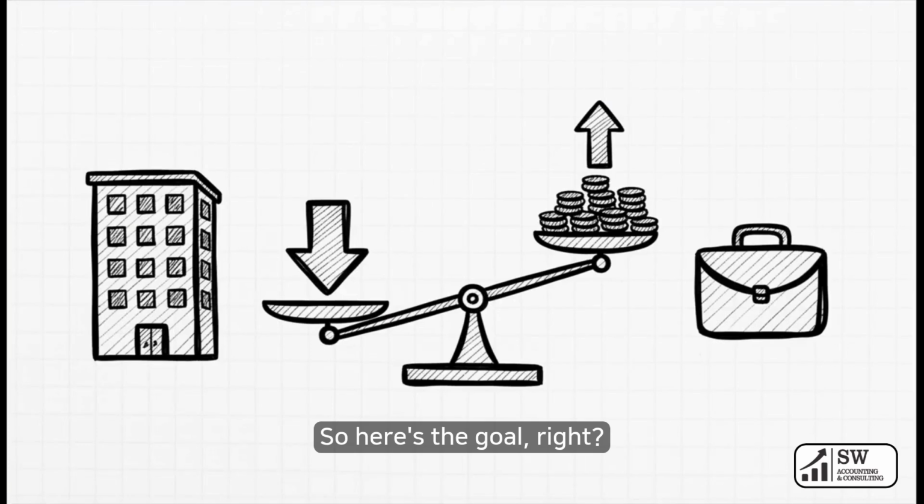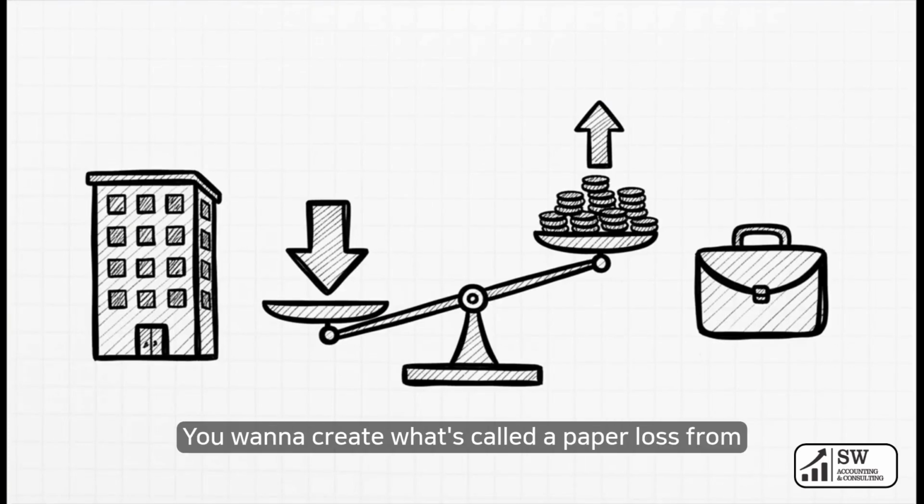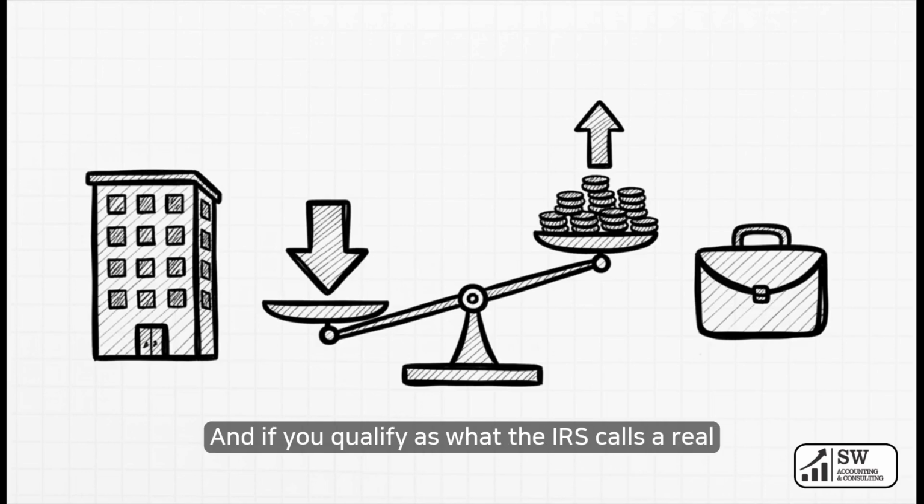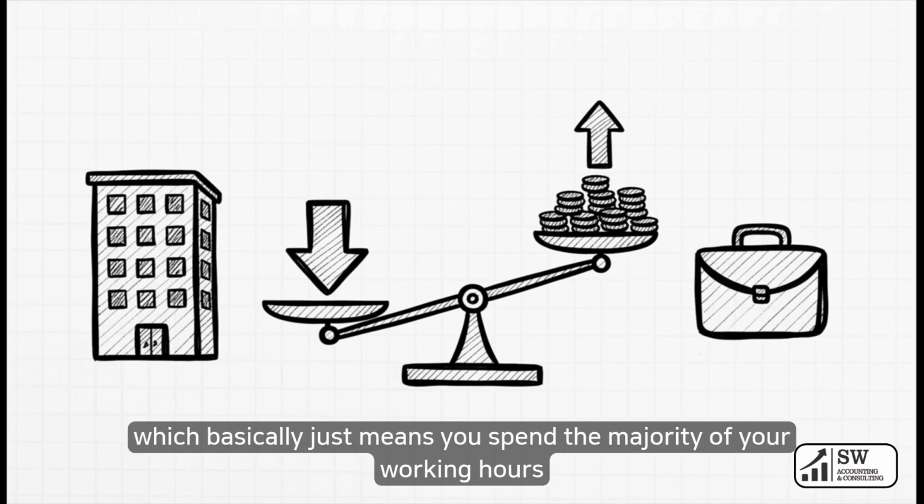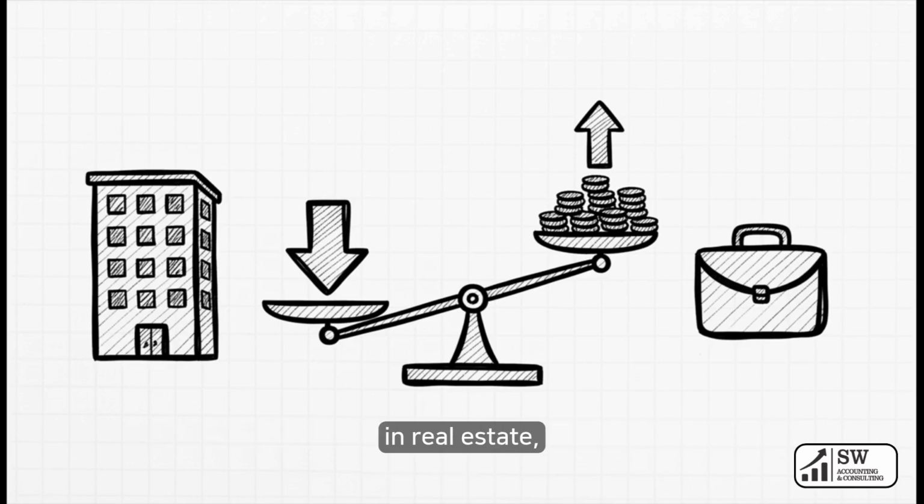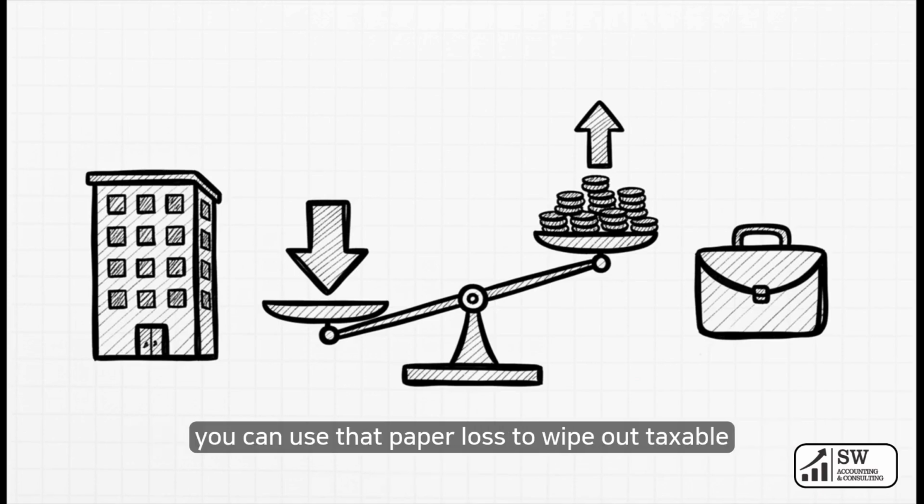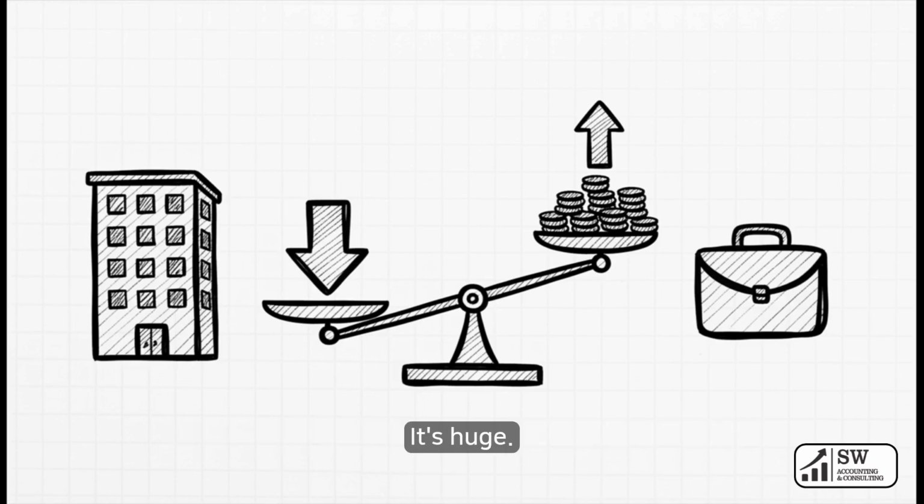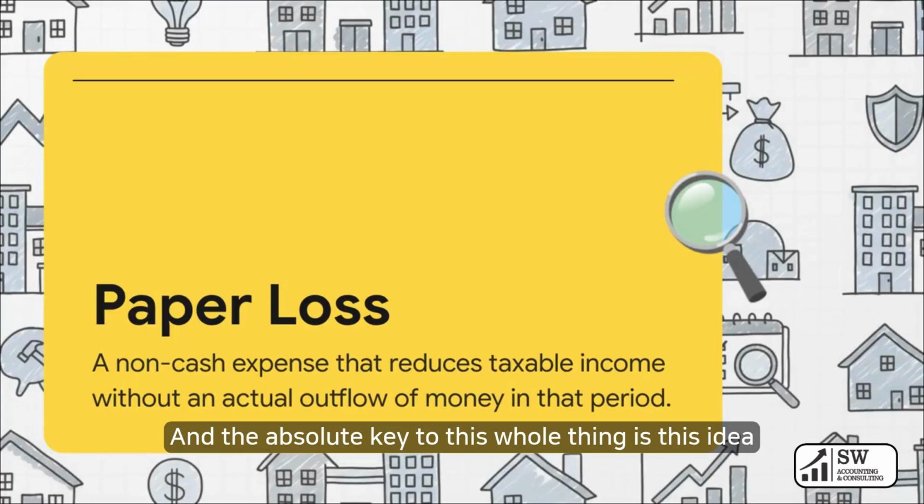So here's the goal, right? You want to create what's called a paper loss from your real estate business. And if you qualify as what the IRS calls a real estate professional, which basically just means you spend the majority of your working hours in real estate, you can use that paper loss to wipe out taxable income from your day job or your other businesses. It's huge.